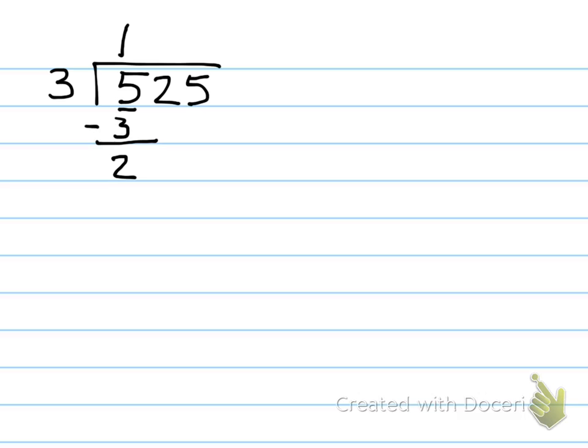So let's say we had a problem like 525 divided by 3. Start with the greatest place value. Let's do long division first. So 5 divided by 3 would be 1. 1 times 3 is 3. Subtract and you would get 2. Bring the next place value down. 3 goes into 22 7 times. 7 times 3 is 21. Subtract.